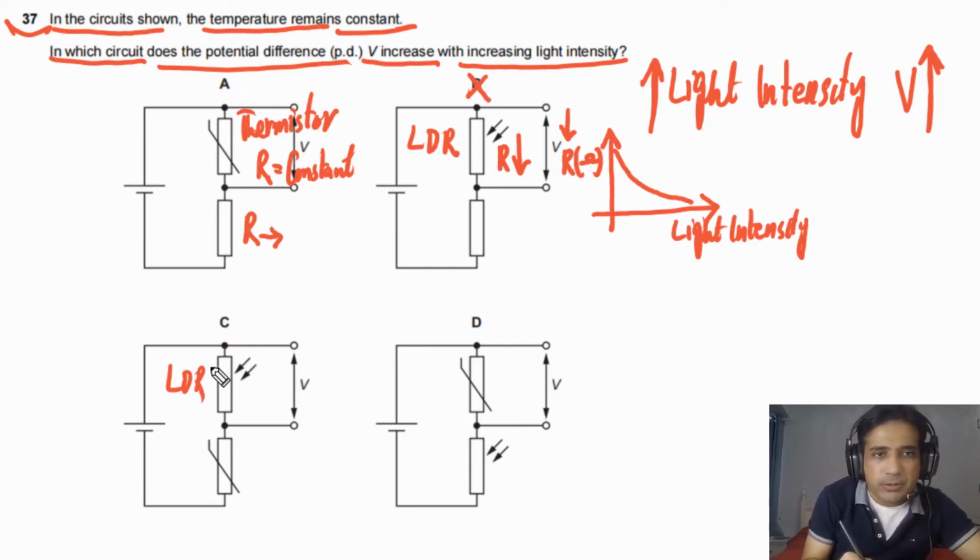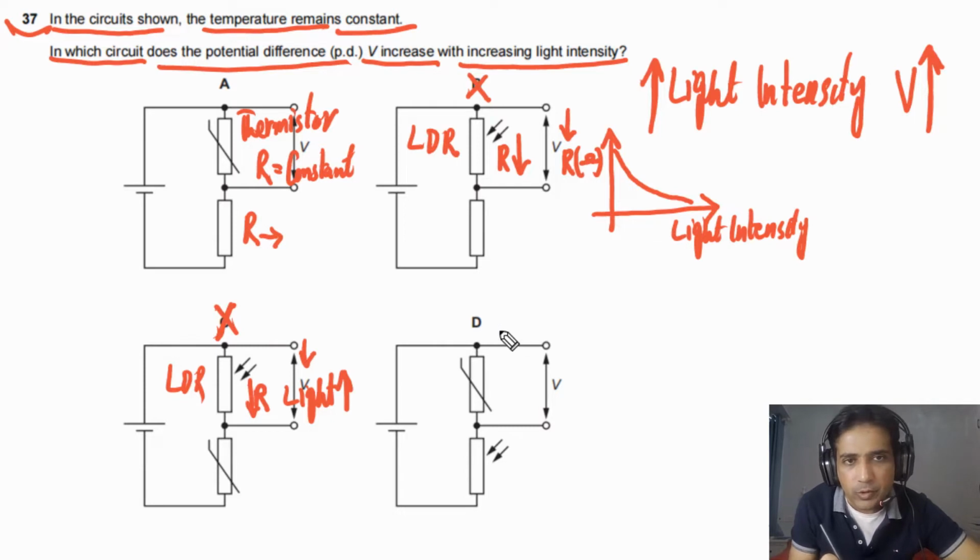Now if we go to option C, in this case you can see the same situation. Resistance will decrease if light intensity increases. So resistance of this one will decrease if light intensity increases. So if light intensity increases, resistance will decrease, so the voltmeter reading will decrease. So this is also not a possible answer.